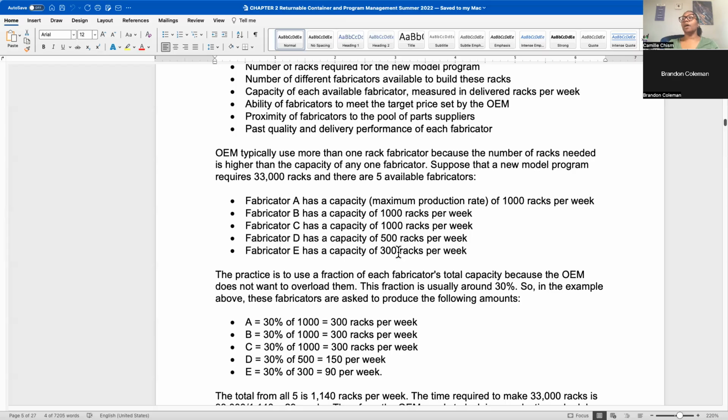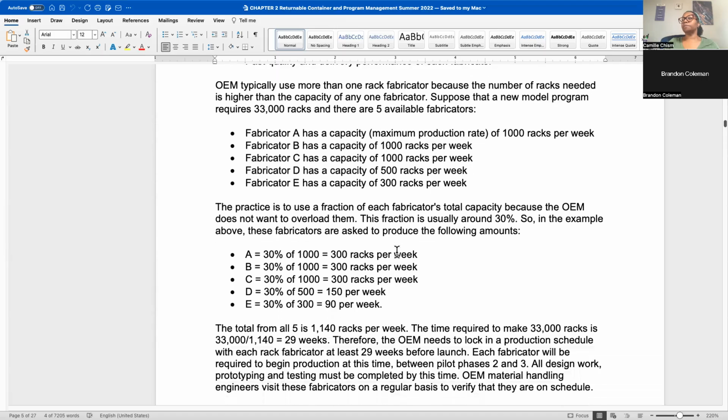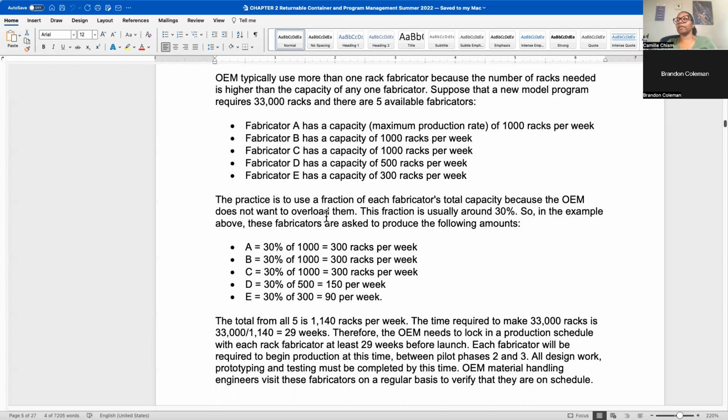So this kind of gives you some examples on how you might break it up. This one, these first three can make 1,000 racks per week, and then the last two can make basically 800 together. So you're looking at just under 4,000 racks per week. They need 33,000 racks. So based on 4,000 racks a week, you're looking at just under 9 weeks, roughly. About 9 weeks is going to take to build all these racks.